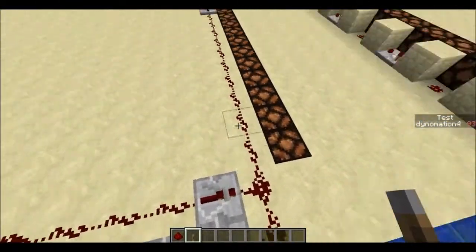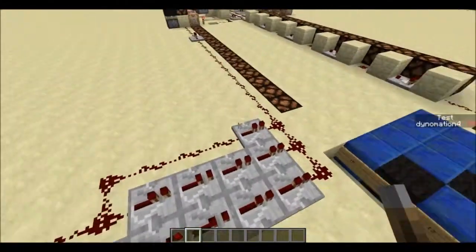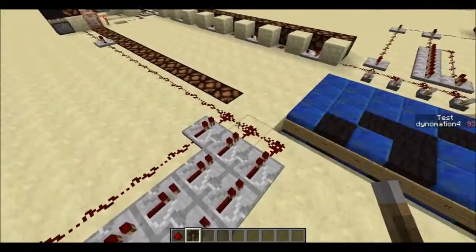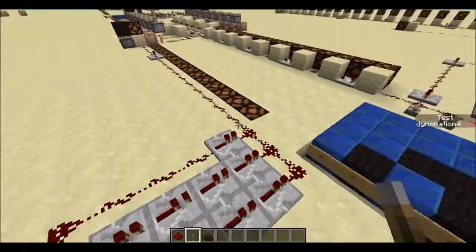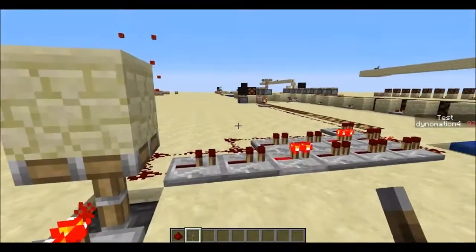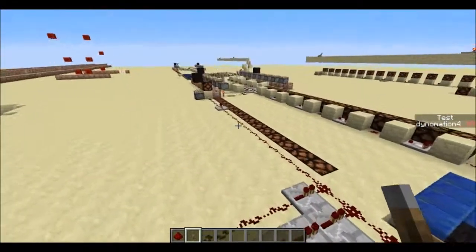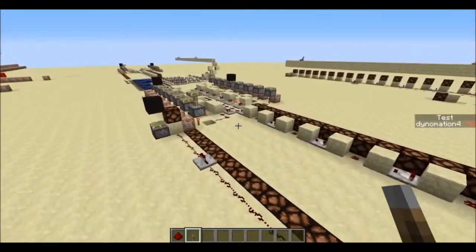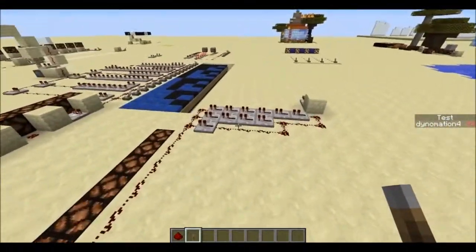After 1 tick, it'll send a 1 tick signal, so at 2 ticks it'll be off again. After 4 ticks it'll send a 1 tick signal. And after 6 ticks it'll send another 1 tick signal. So you can watch the piston with the black hole down there. See, it pulsed 3 times very quickly. So we sent 6 bits of information.